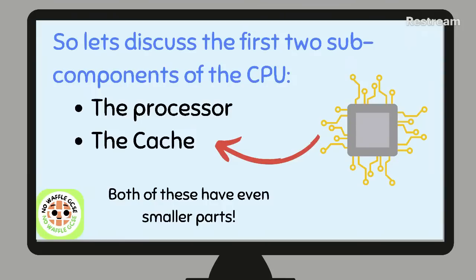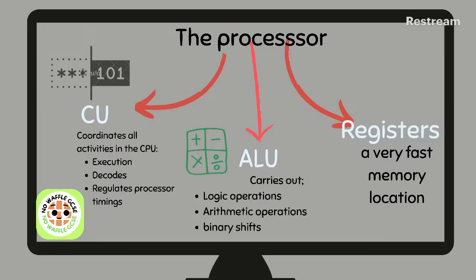Now, let's discuss the first 2 subcomponents of the CPU. You've got the processor and the cache. Both of these have even smaller parts. So the processor is made up of the CU, the ALU, and the registers.